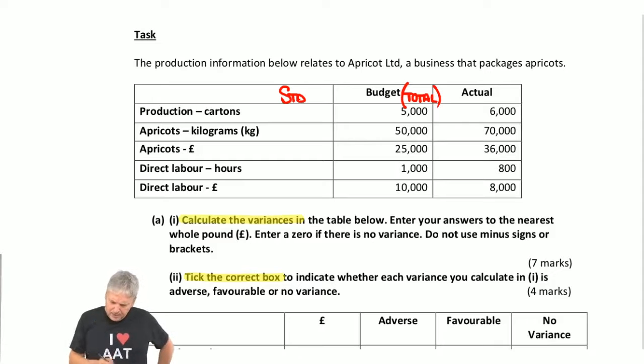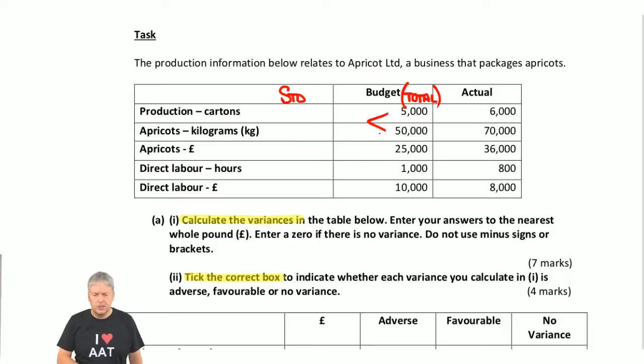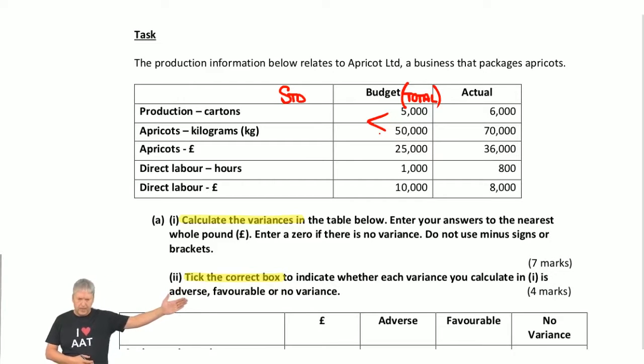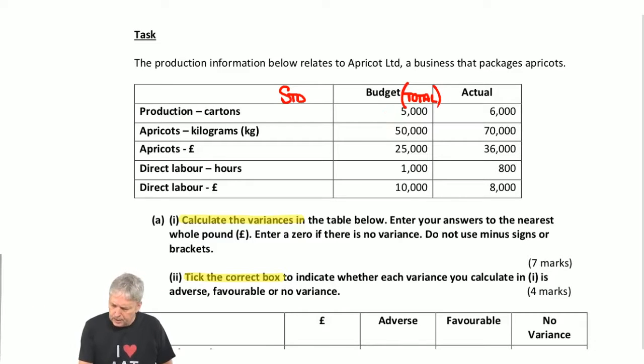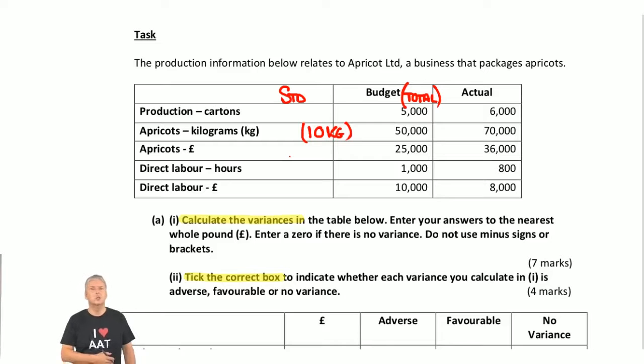how many kilos do we need per carton? I'm thinking we can simply look at the distinction between the number of cartons that we expect to produce, the output, and the kilos of apricots, the input. And couldn't we say here that the standard usage is going to be 10 kilos? Is everyone happy with that idea? 10 kilos. For every unit that we produce, we will need 10 kilos. Okay?